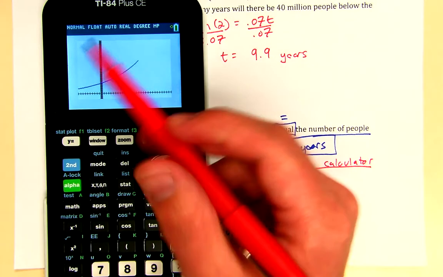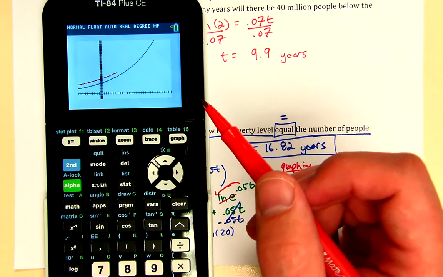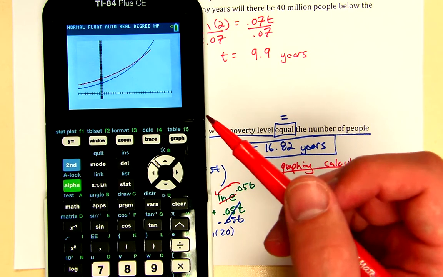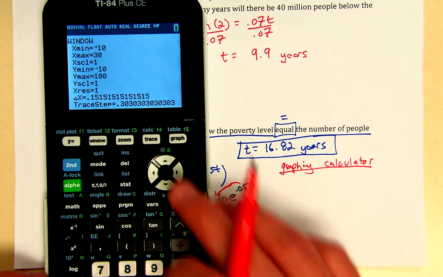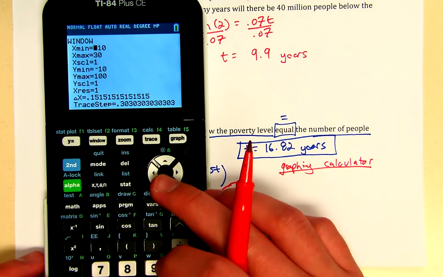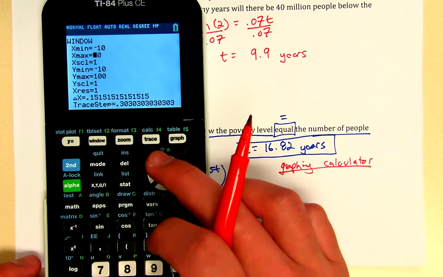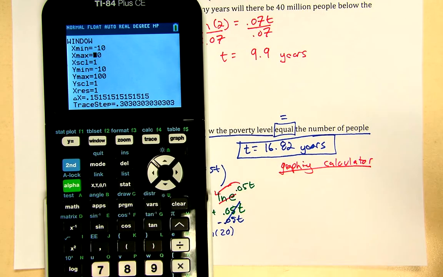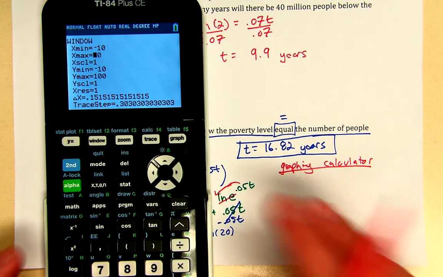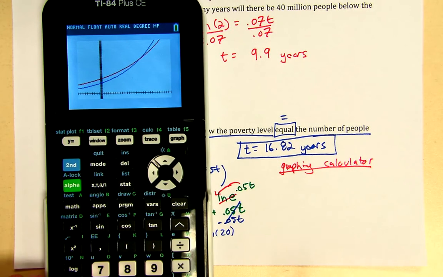Now, my window is already zoomed out. With these functions, chances are you're going to have to zoom out a lot to get them. So in order to do that, you need to go and pick an appropriate window. So I said, hey, I know it's going to be a large y value, so I went all the way up to 100. I know that it's probably going to be an x value that's around anywhere from 5 to 20. It could be a little bit less, so that's why I said, hey, I'll just go to 30. And that's where I got my window.